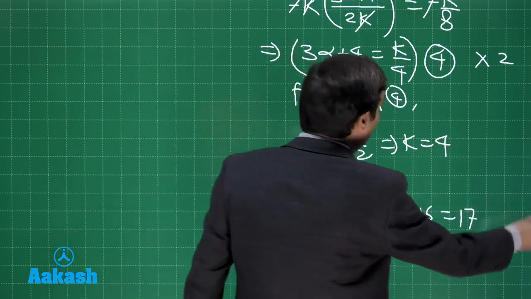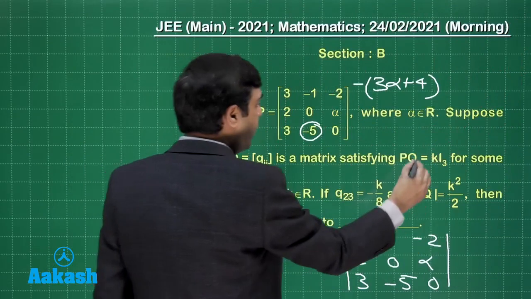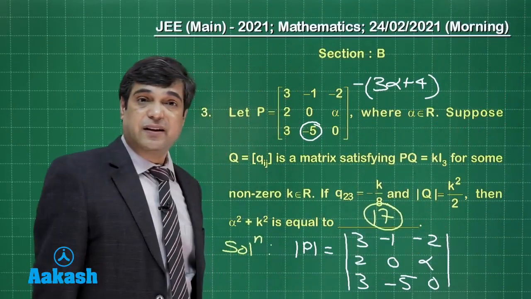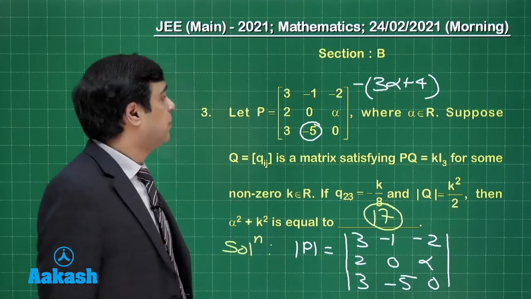So let's write down this result here. The required value is 17. Let's move on to the next question now.